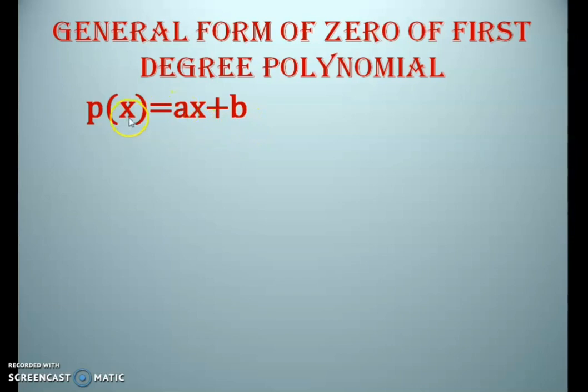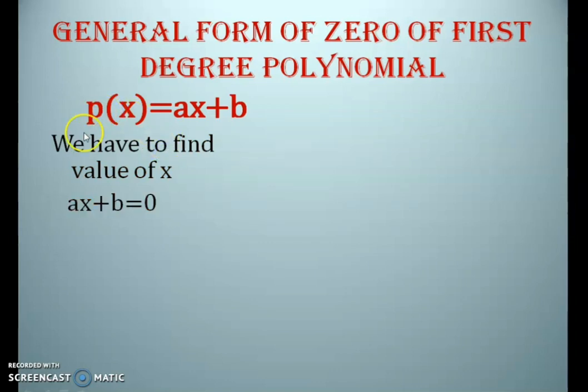Let us find the zero of the general term. What value of x will make p of x equal to 0? So, we have to equate ax plus b equal to 0 to find the value of x. Transposing b to the other side, we get minus b, and transposing a to the other side, we get minus b by a. So, this value is the zero of p of x.